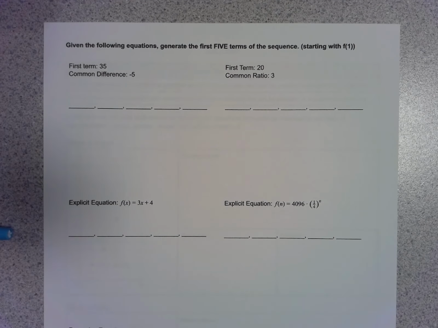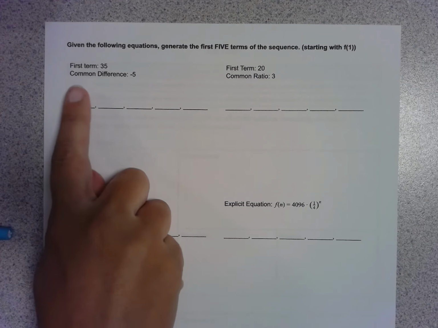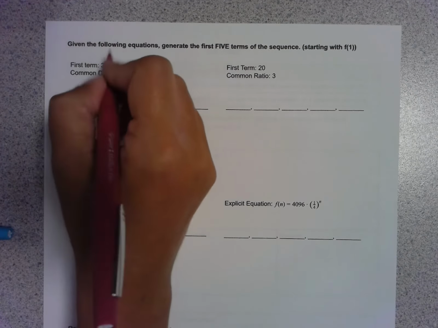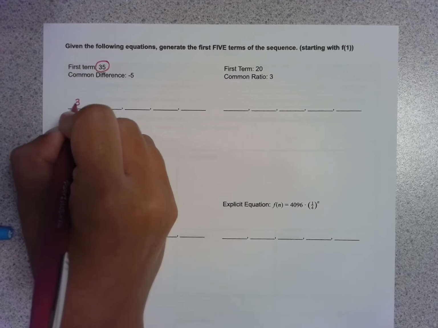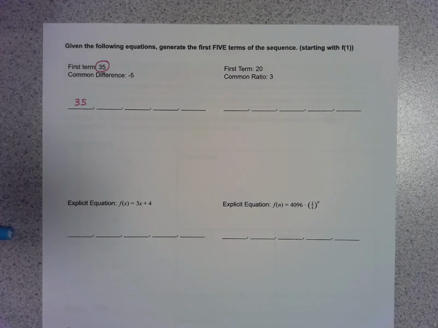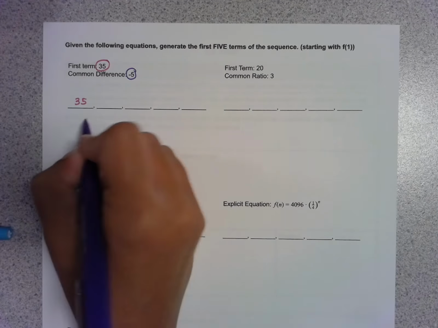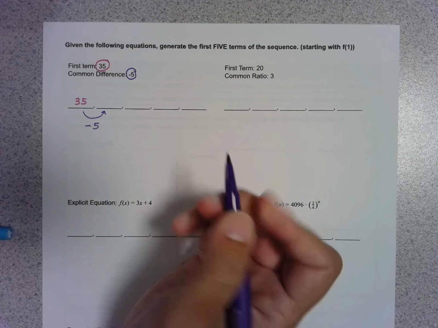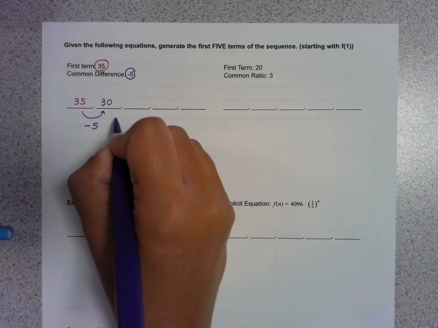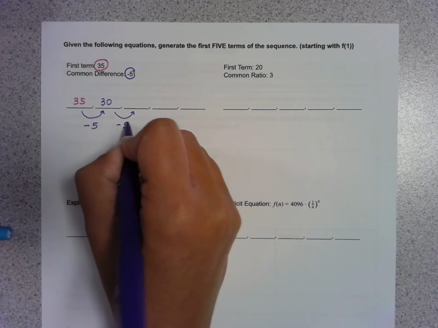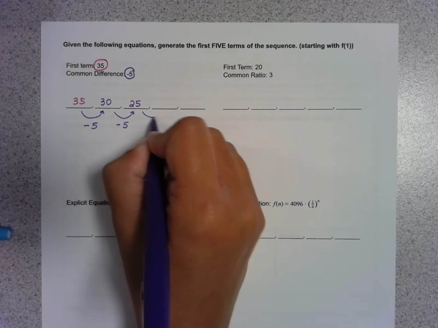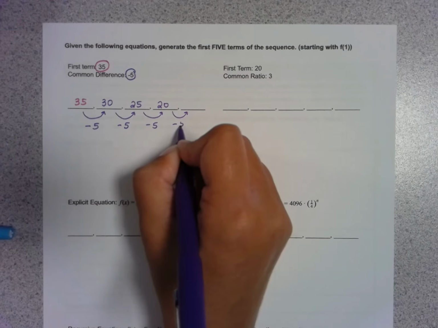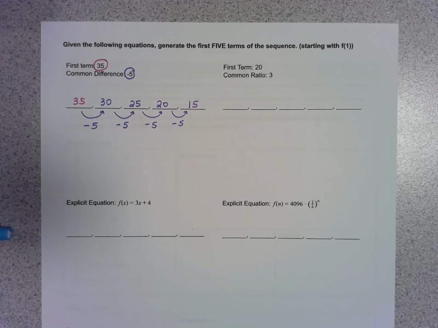So let's say that you were told that the first term is 35 and the common difference is minus 5. Well, if the first term is 35, it tells me that in this list of terms, I'm going to start with 35. If the common difference is minus 5, it tells me that to get the next number, I should subtract 5. So I would get 30, and then I would continue that pattern, which means I would get 25, and then I would get 20, and then I would get 15.